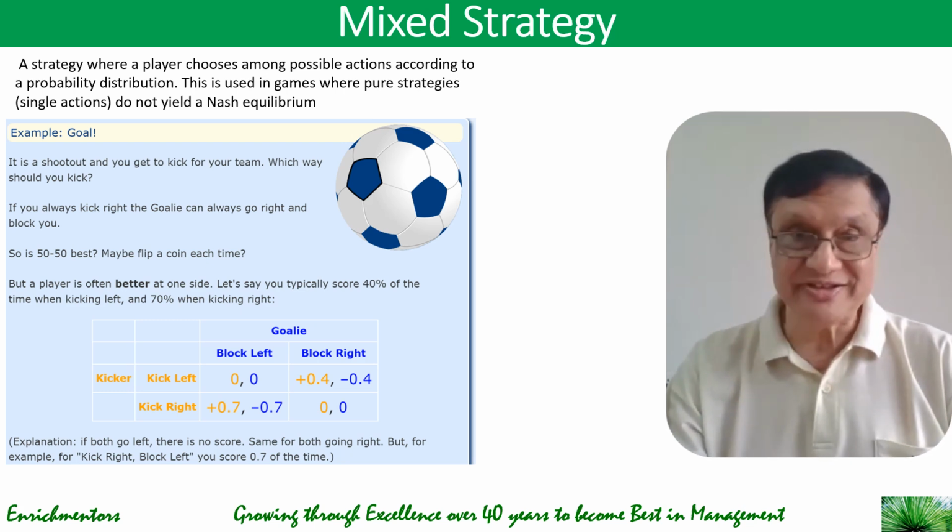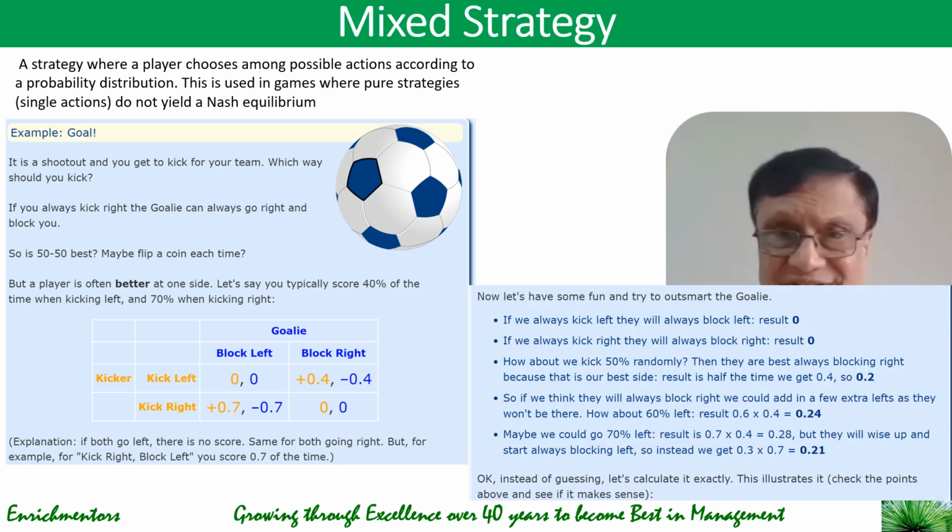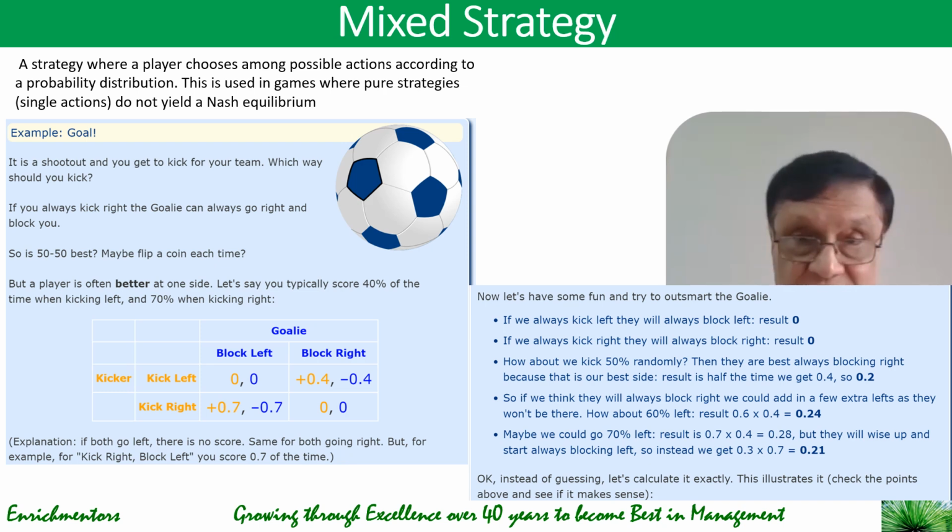Now let's come to the interesting part. Let's have some fun and try to outsmart the goalie. If you were to always kick left, they will always block left, and the result is 0. If you always kick right, they will always block right and your result will again be 0. How about if we kick 50% randomly? Let us see what happens. Then their best option is always blocking right. So that is your best case. And half the time we will get 0.4. So 50% of 0.4, that's your reward. So you get 0.2.